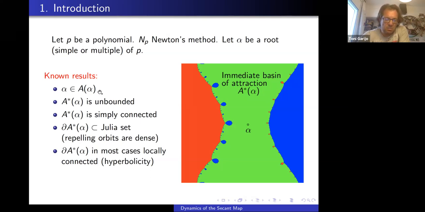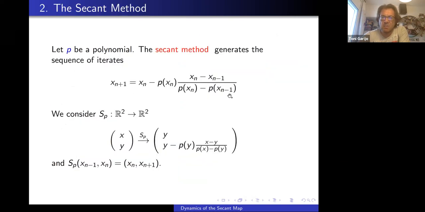Okay, obviously there are many more properties, but we concentrate on this kind of properties since we would like to make something similar for the secant map. Here we fix P a polynomial, and then the secant method generates this sequence of numbers. The first comment is that at every step, x_{n+1} depends not on the previous iterate, as in the Newton, but on the two previous ones, x_n and x_{n-1}.